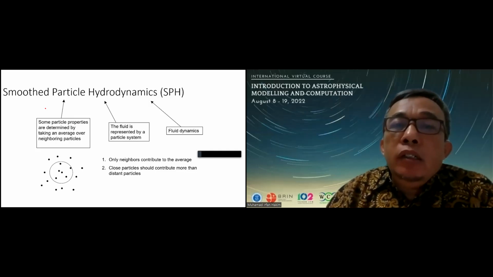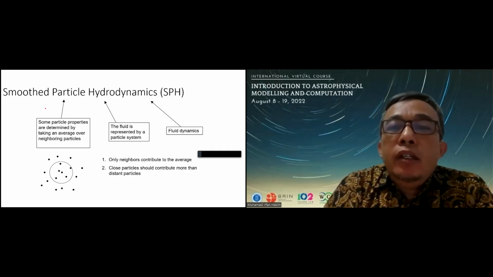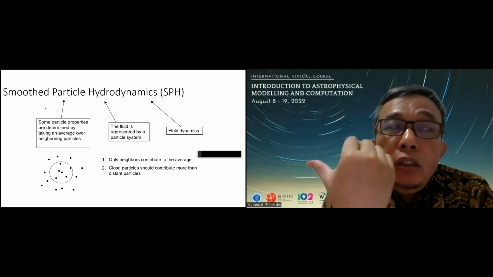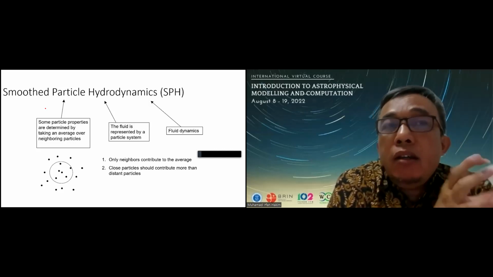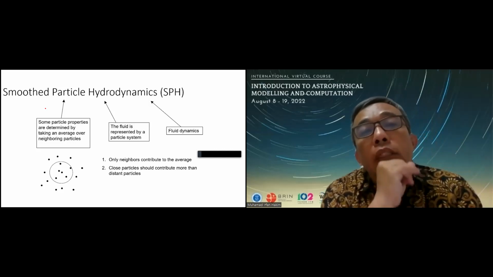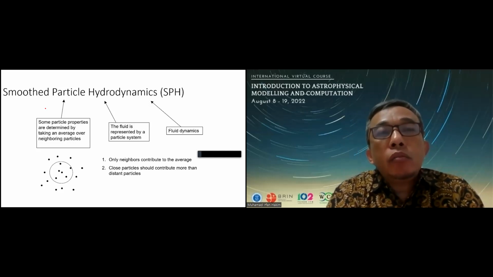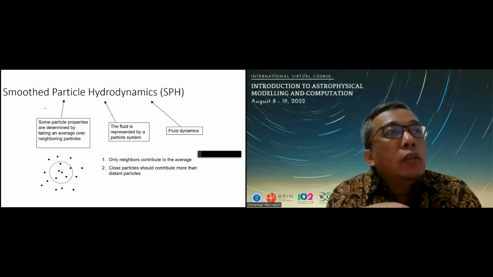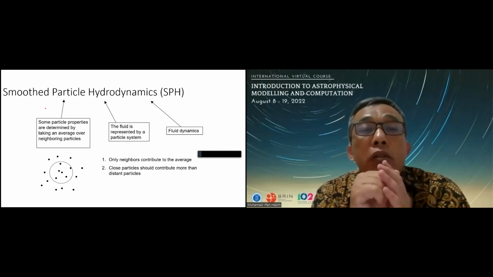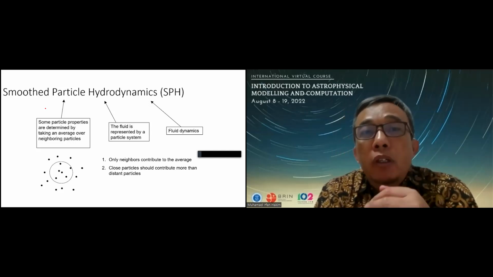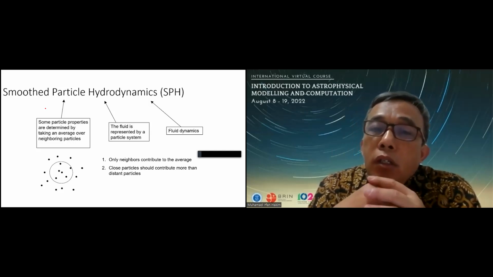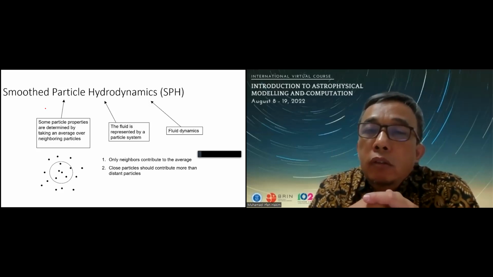The word particle here means the fluid is represented by a particle system. So we don't use the grid approach here. There are many empty spaces between the particles. The word hydrodynamics means we use the equations of dynamics for fluid.